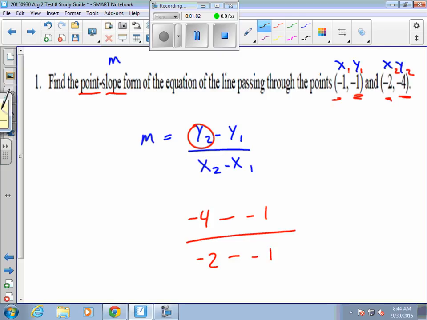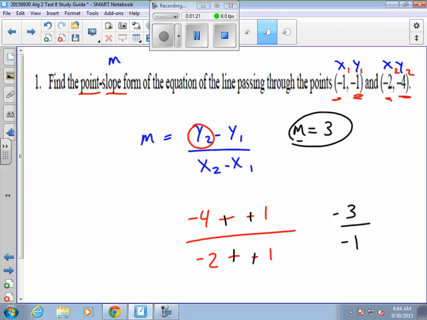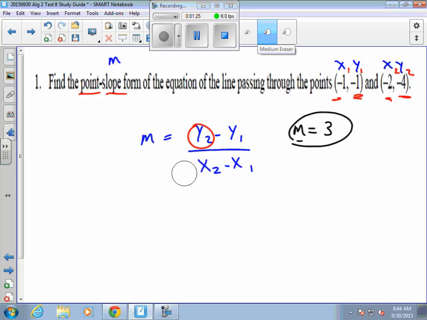Remember, anytime you have minus a negative, it means plus a positive for those. So you have negative 4 plus 1 for the first one, which is negative 3, and negative 2 plus 1, which is negative 1. Negative 3 divided by negative 1, anytime you have a negative divided by a negative, you get a positive 3. So your slope value out of all of that is positive 3. Most of you don't have to do all of that to get positive 3 out of that, but just in case you do, that's how you do it.